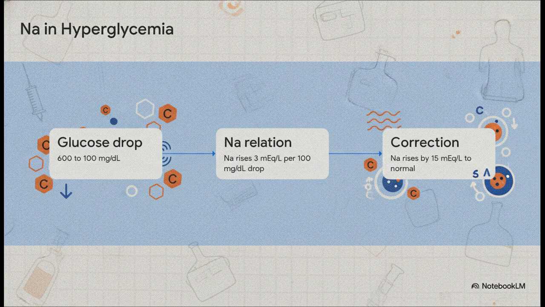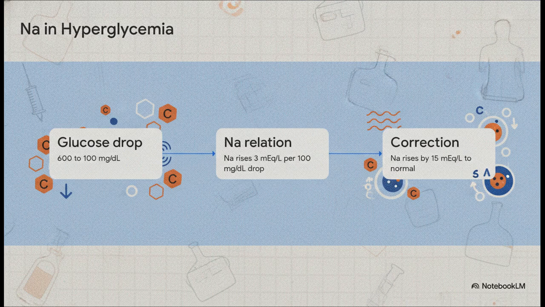Okay, question 27. Imagine an elderly diabetic patient with acute cholecystitis. Their serum sodium is 122, and their blood glucose is sky-high at 600. After you correct that glucose down to 100 using insulin, what's going to happen to their serum sodium? The answer is D. It will actually increase to the normal range without any specific sodium therapy.